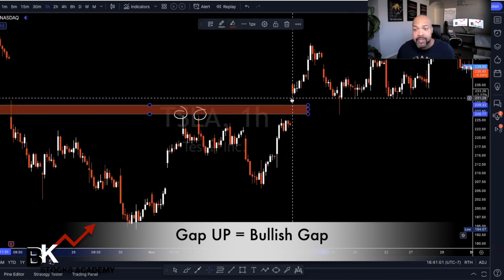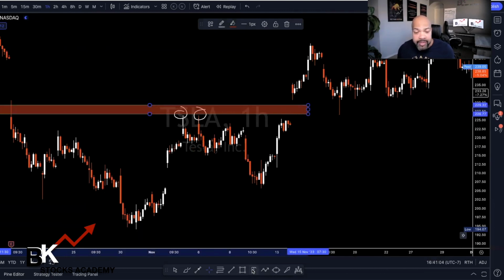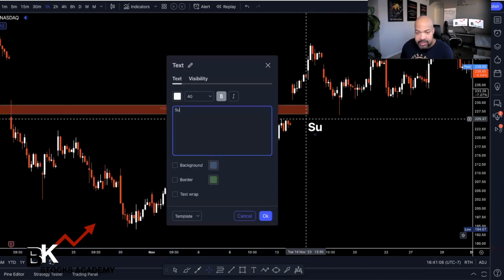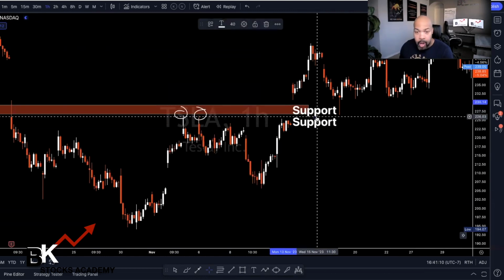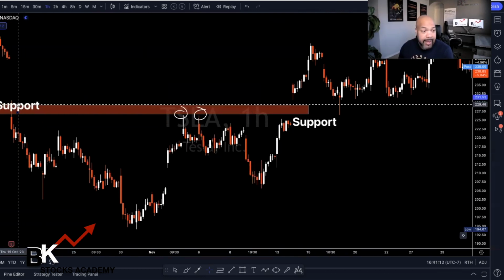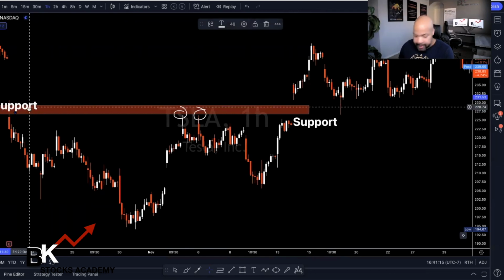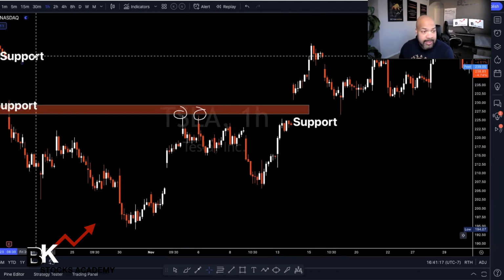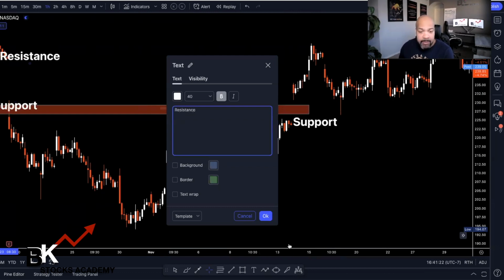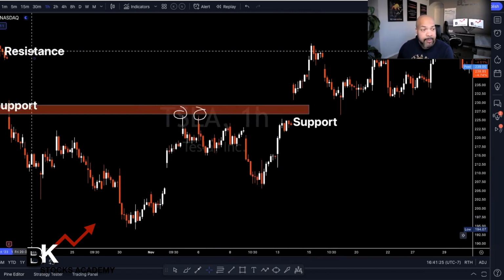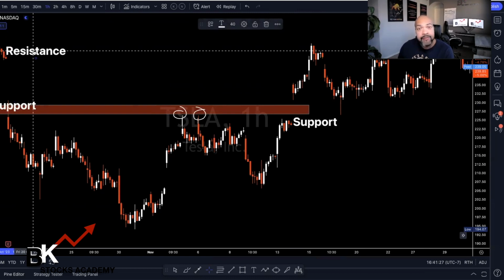We have a gap up, so that means it's positive news. Now this is my support zone. So I'm going to just type support right here. And then on this side, this is my support zone here. And then also this is my resistance zone here. So I want to make sure that in the future, if price comes back to fill this, then this will be around my resistance zone, maybe even future support.